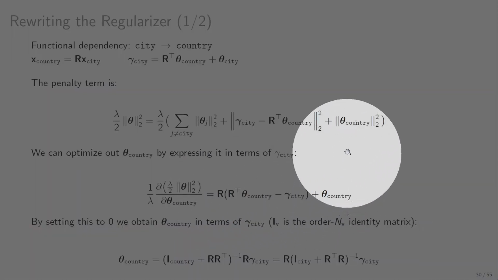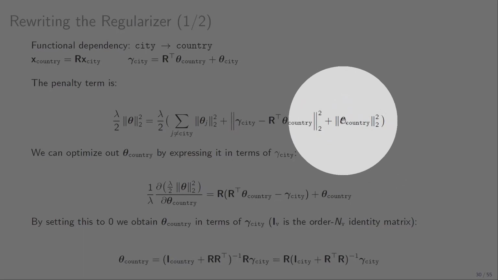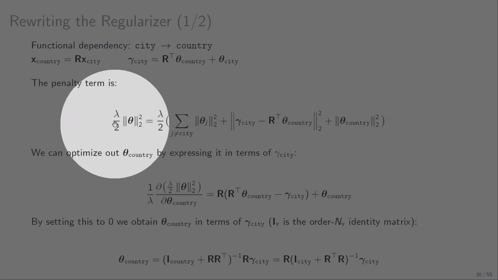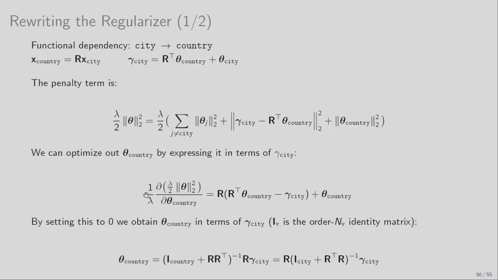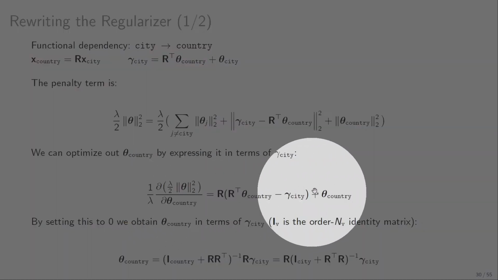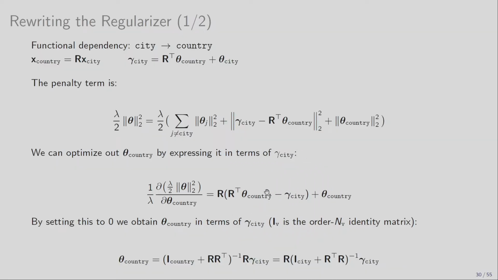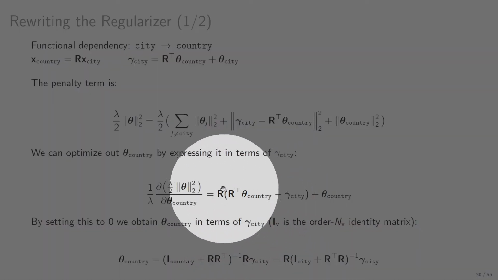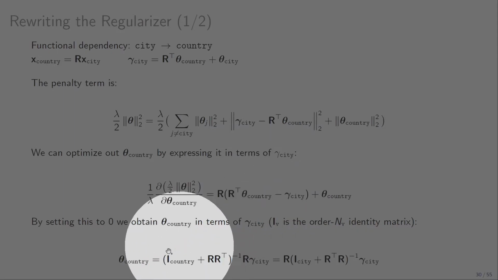And then we have still theta country, because if we take the derivative of the theta country square, we get 2 theta country, okay? But we have a lambda over 2 here, so 2 with 2 go away, and lambda was here in front. So we just took it away as a constant, yeah? Okay, so that is our expression. We equate this, we set this to 0, and we obtain theta country in terms of gamma city, okay? So if we equate this to 0, you get exactly this.